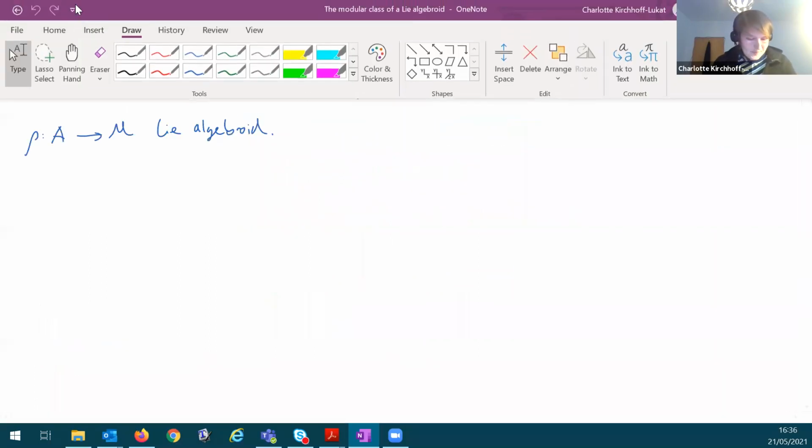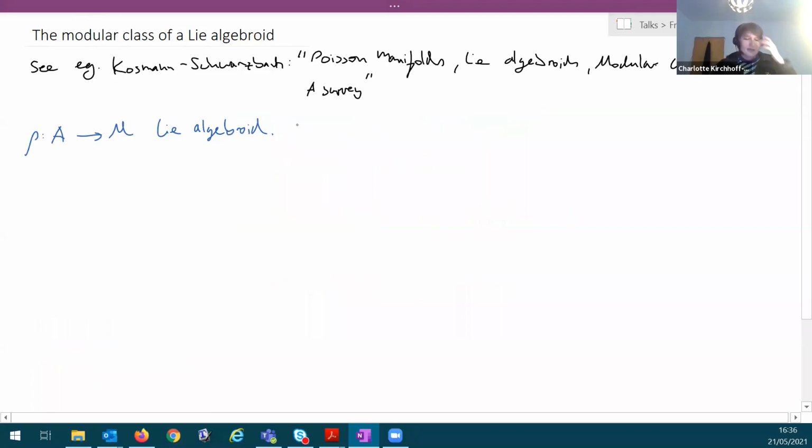So I want to start talking about material that is already known for quite a long time, that involves first modular classes of Lie algebroids, and then specifically the modular class or modular vector field as a representative of a Poisson structure. If you want to read something about this, there's a nice survey article by Yvette Grossmann-Schwarzbach, Poisson manifolds, Lie algebroids, modular classes, a survey, where a lot of the basic things that I'm going to say at the start are explained.